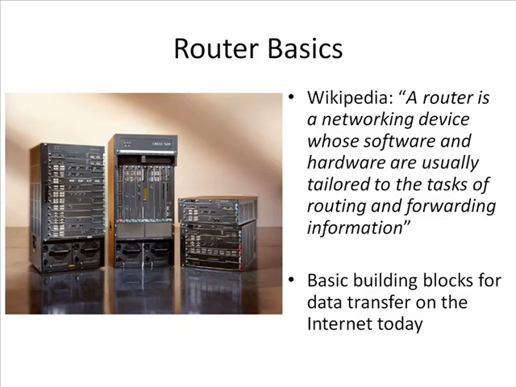So here is a bit of router basics. I'm hoping most of you are already familiar with what routers are and how they work, but here's a quick recap. According to Wikipedia, a router is a networking device whose software and hardware are usually tailored to the tasks of routing and forwarding information. In very basic terms, routers are the basic building blocks for data transfer on the internet. On the left hand side, I've shared a photograph of how a typical router would look. This is the Cisco 7600 router series.